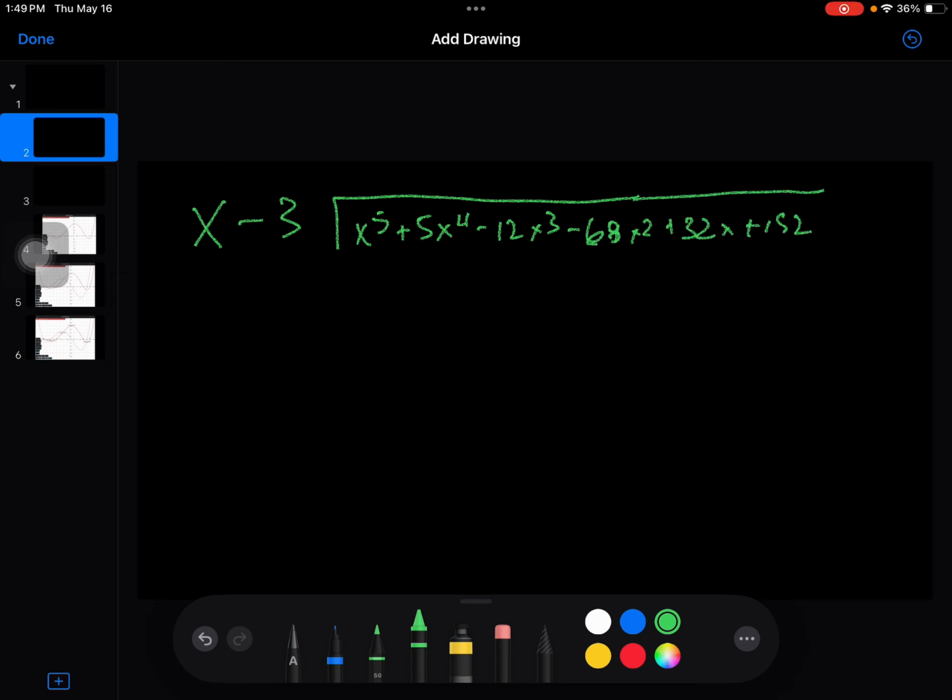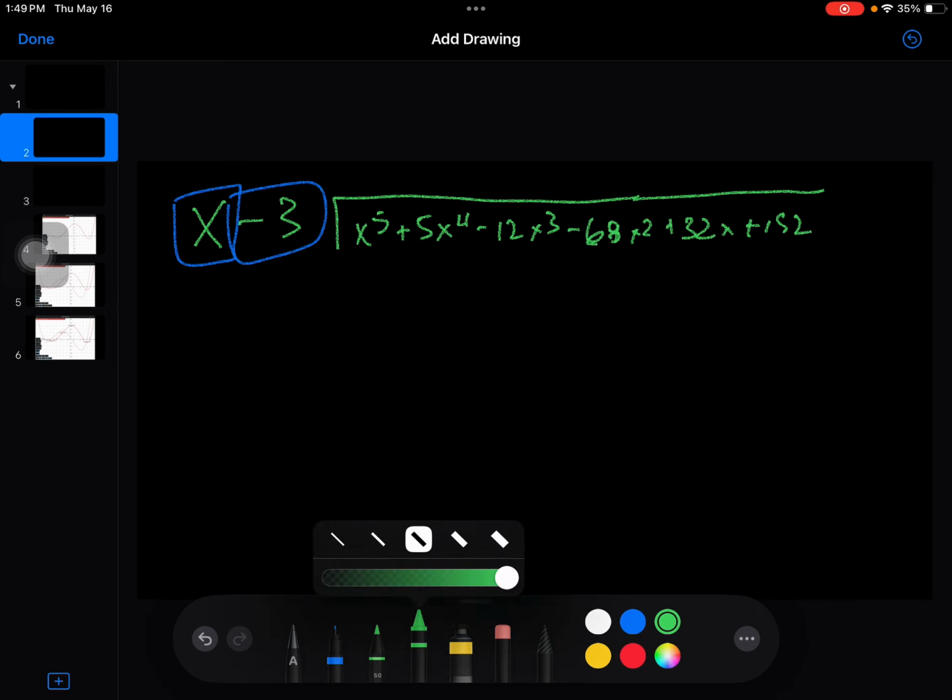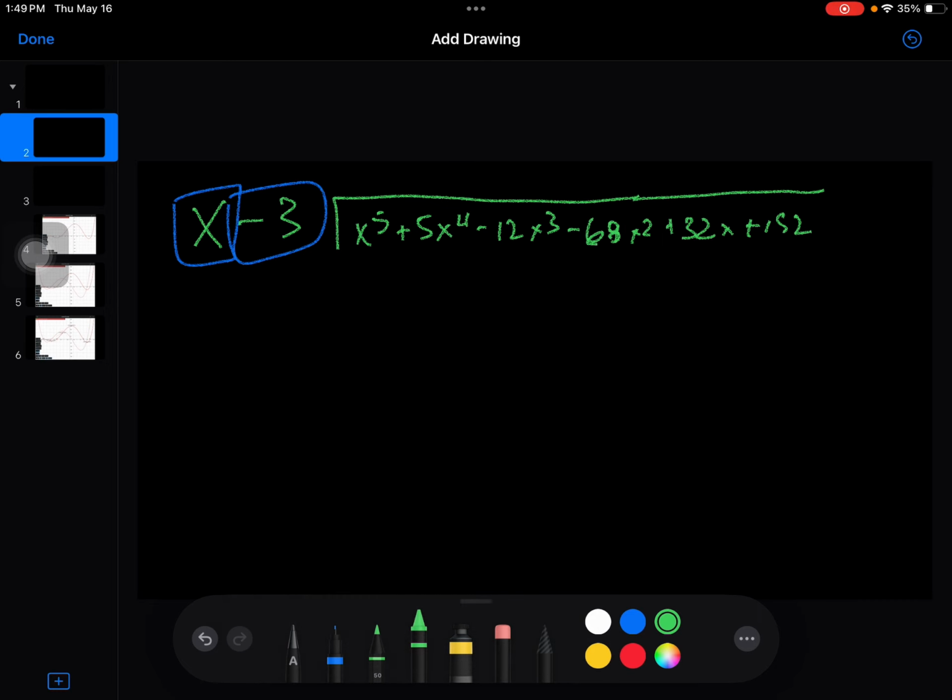And that's a whole lot of numbers to do long division, but what we're interested in with long division is this thing right there and that thing right there. We could do synthetic division, but I'll leave that for another day. Okay, so how many times does x go into x to the 5th? We're going to be left with x to the 4th.